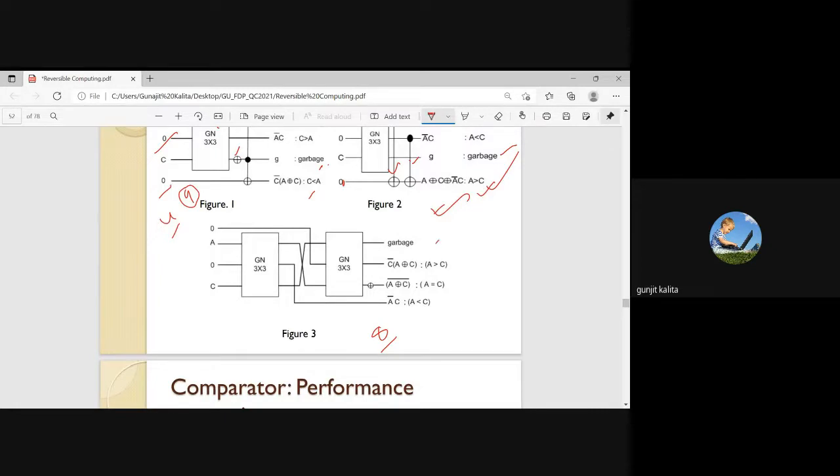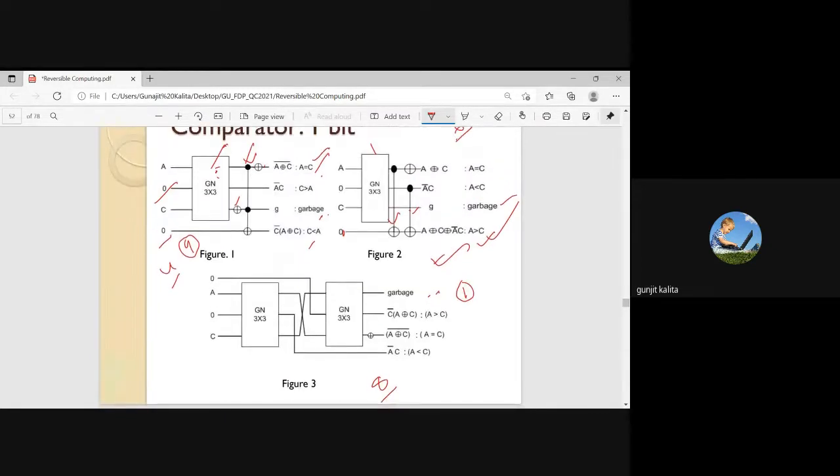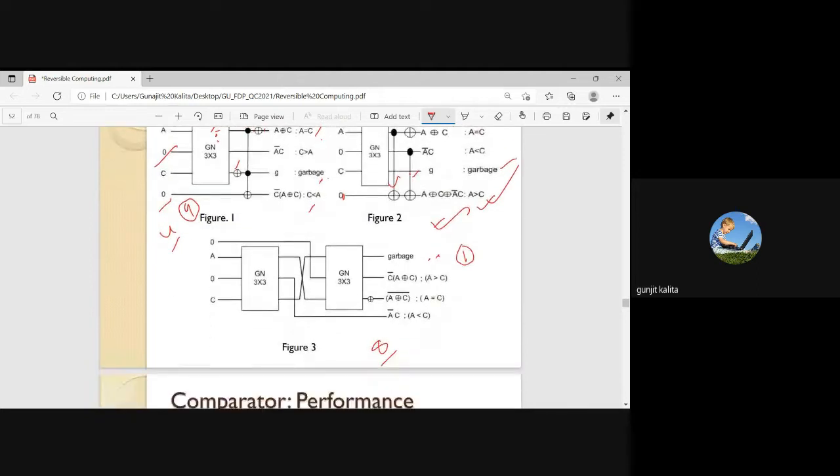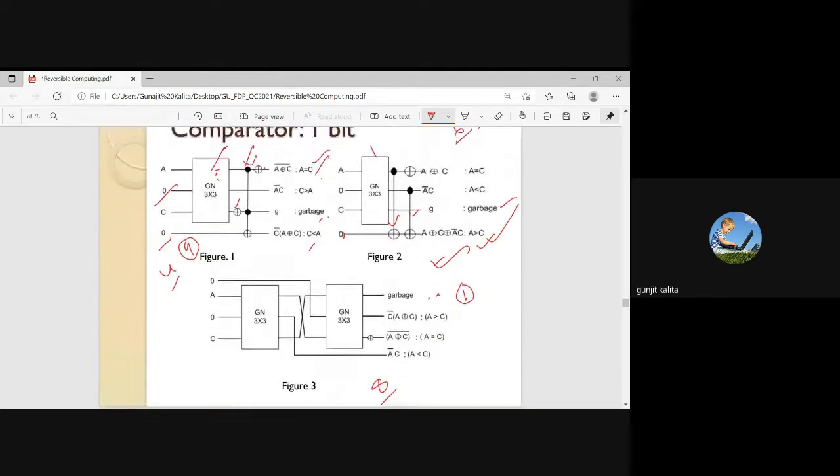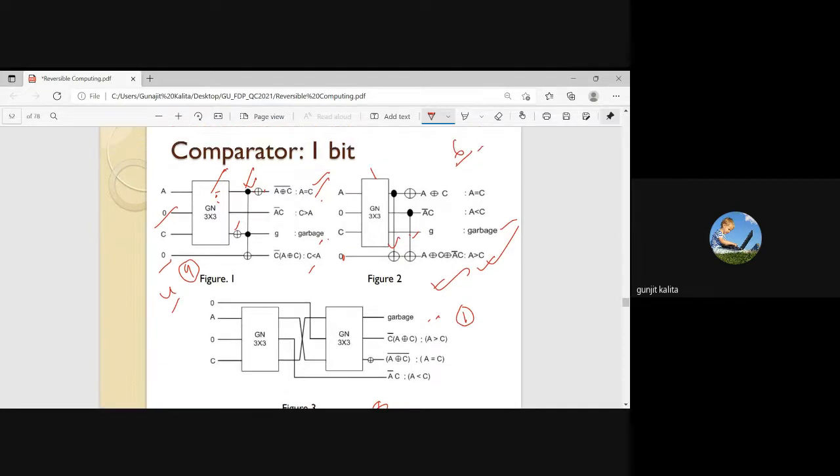Garbage will be 1. In terms of garbage, it is improved. No, it's same, sorry. It will be same. And in terms of ancilla again, it will be 1. Ancilla, garbage, same. And quantum complexity is 8. So this is better than the first one, but again, not better than the second one. So if you see these three designs, this may be better or best.